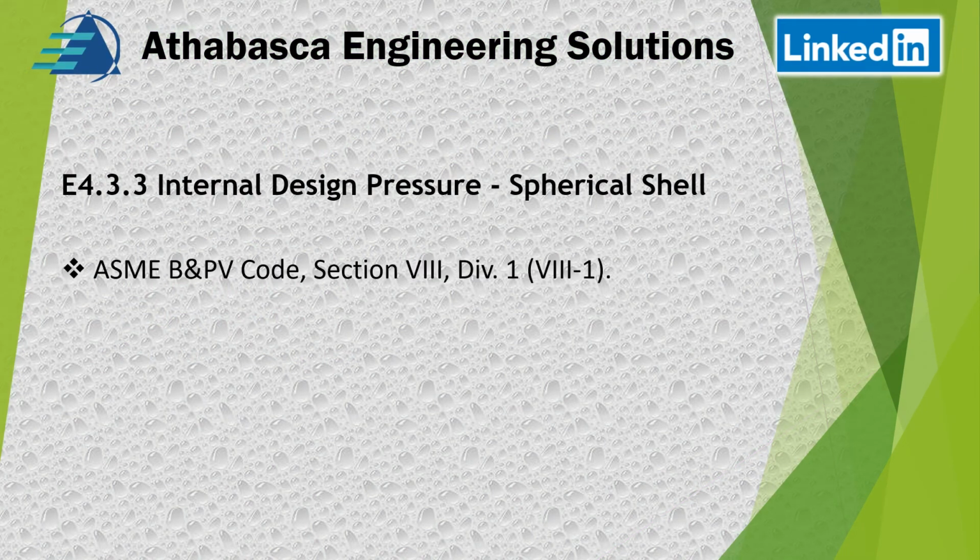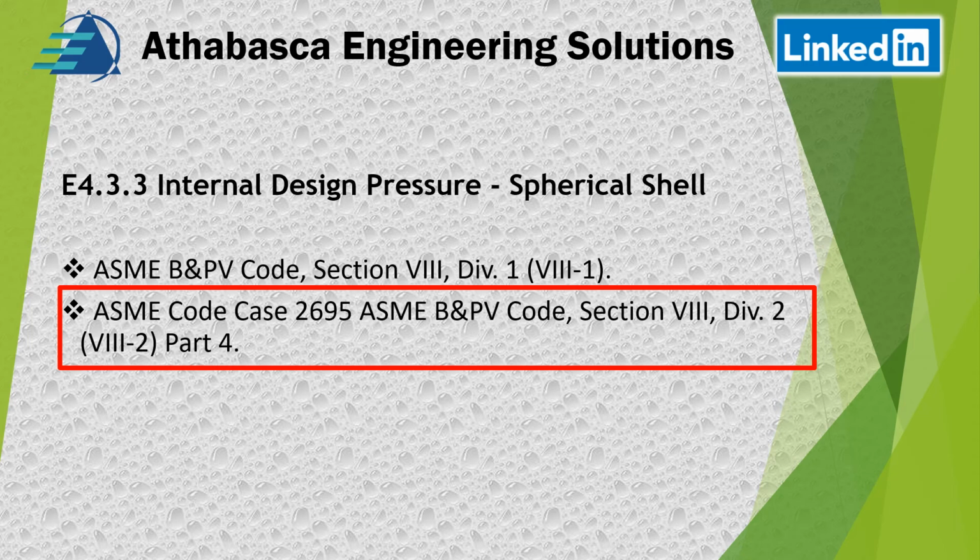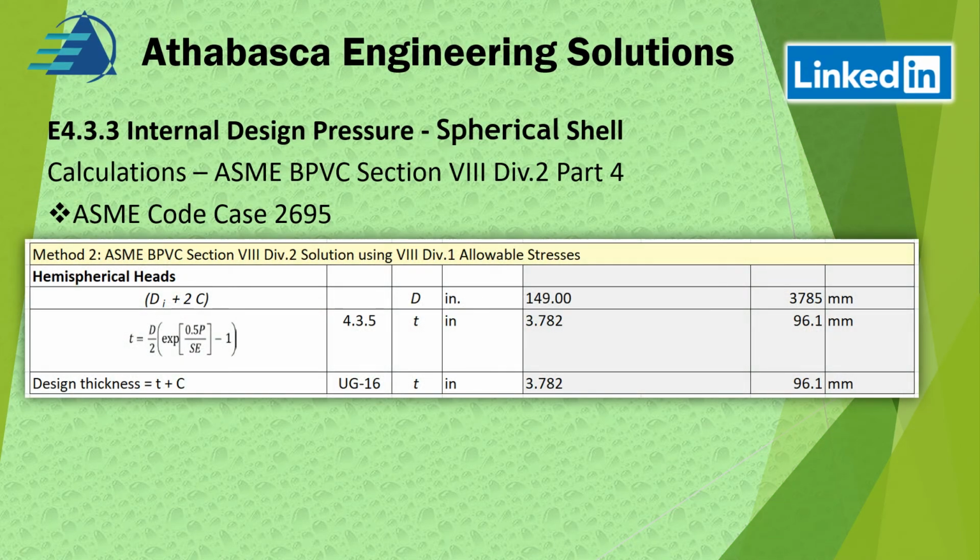We've got a spherical shell, and this time we're going to look at Division 2. In the Code Case example, they use this equation with the exponent in it. It looks very similar to that of a shell. In the first part here, we make the adjustment for the diameter, considering the corrosion allowance, because we have to use the final thickness in the design. We do the calculation and determine 3.782. So let's go to the final slide and see how they compare.